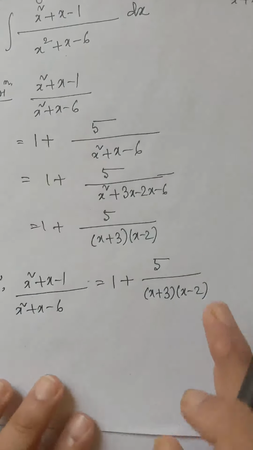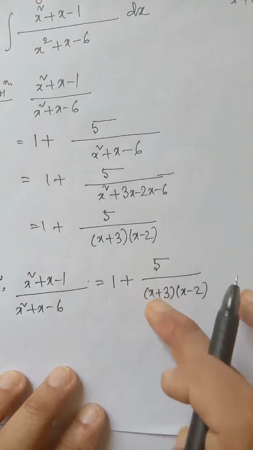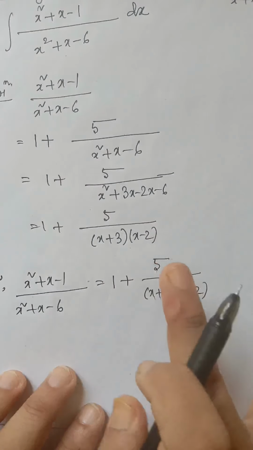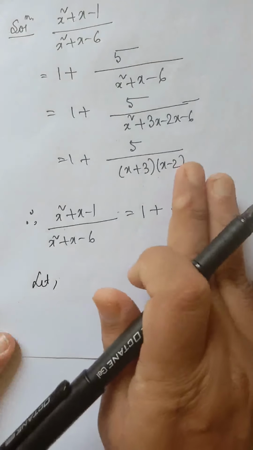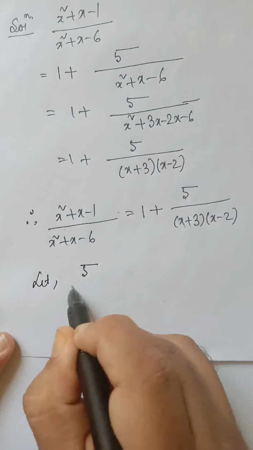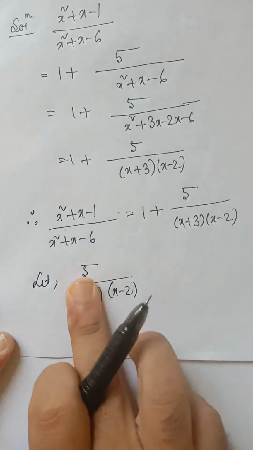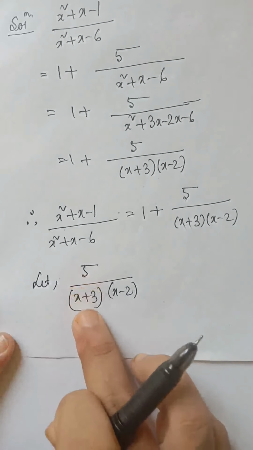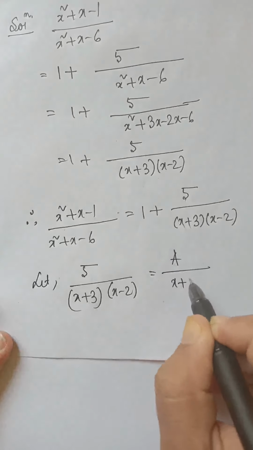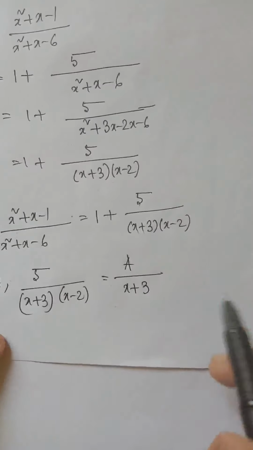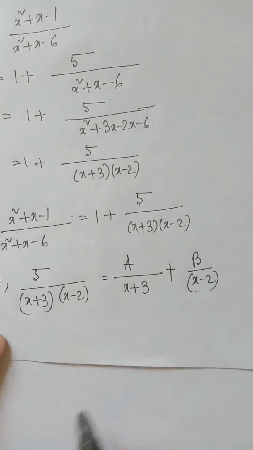Now we will resolve this part into partial fractions. This is now a proper rational fraction, as the degree of numerator is less than the degree of denominator. And how to resolve this into partial fractions? Each factor is a linear factor. The corresponding partial fraction for x plus 3 will be a by x plus 3, and for x minus 2 it will be b by x minus 2, and we connect them by a plus sign.